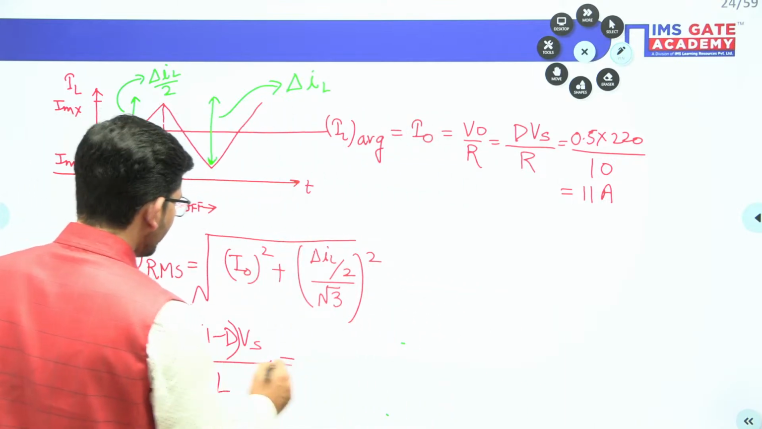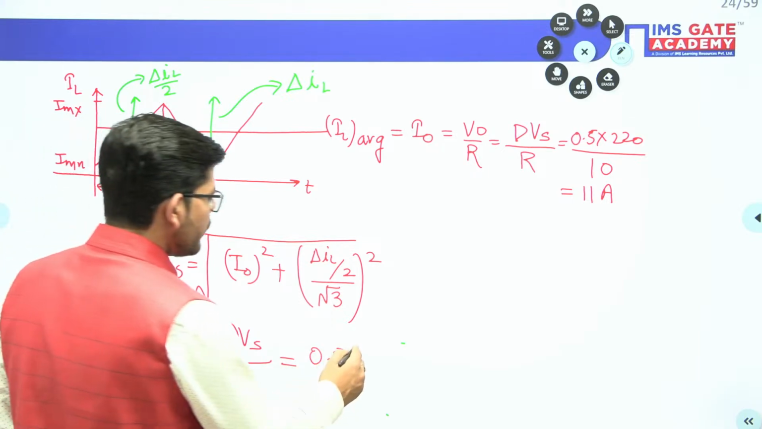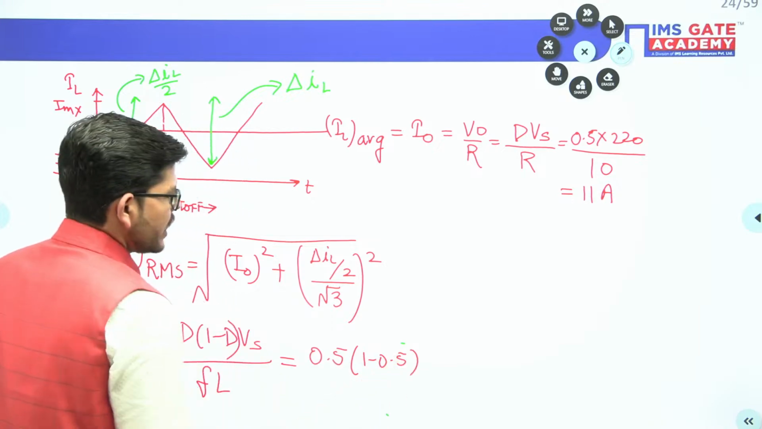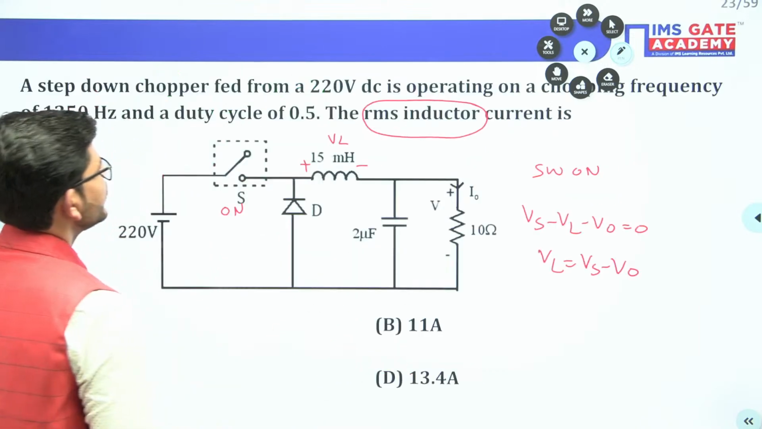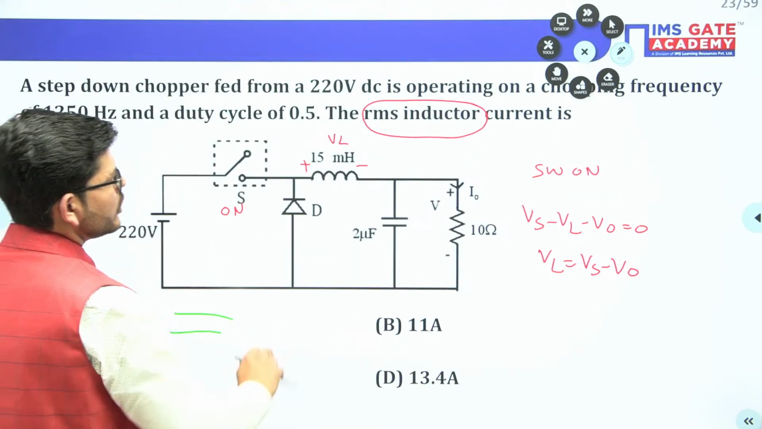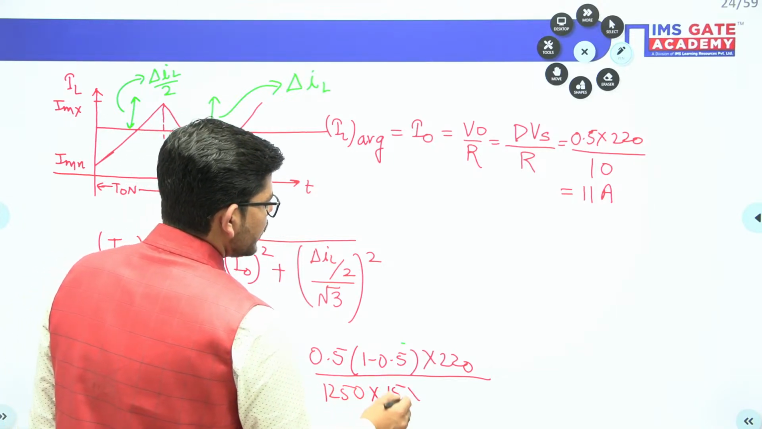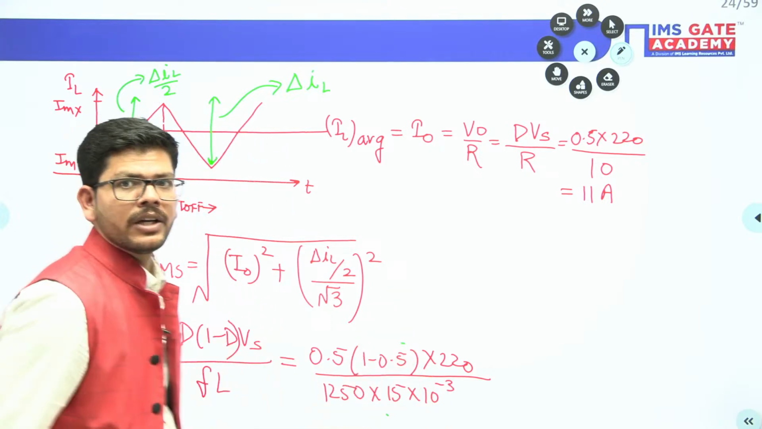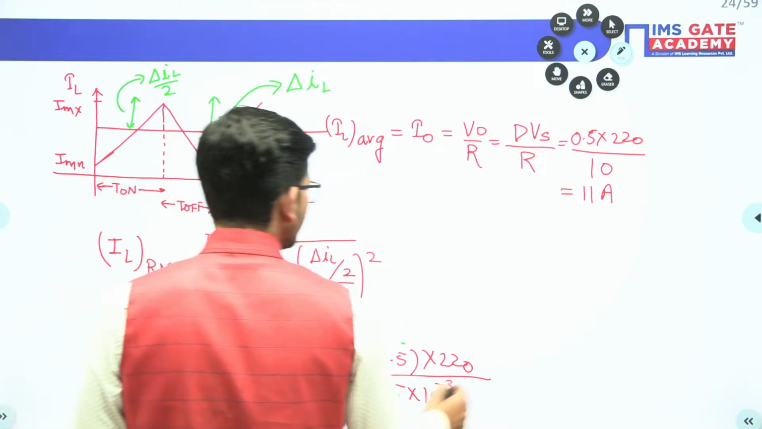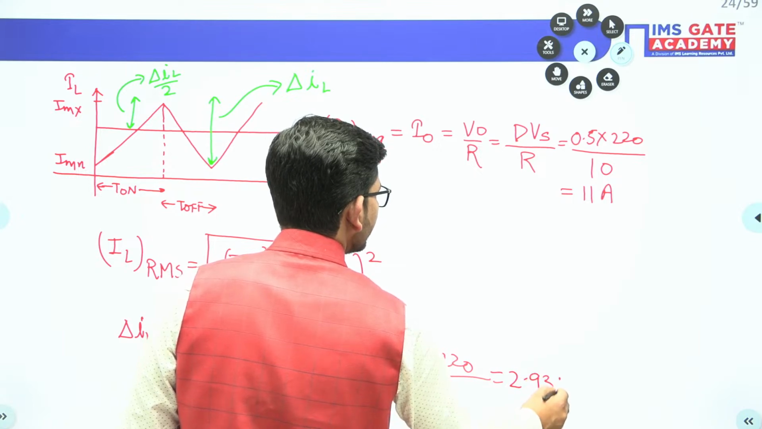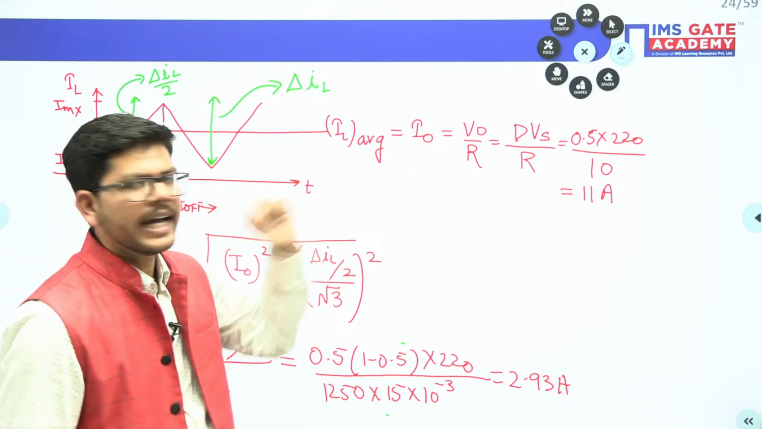Now what will be the value here? The d value given to us is 0.5. 1 minus d is again 1 minus 0.5. Vs is 220 divided by the frequency. The frequency given to us is 1250 and the L value is 15 millihenry. So 1250 into 15 millihenry. Now you have to solve this expression and tell what del IL value you are getting. So you will get 2.93 ampere from here. We have calculated del IL, we have calculated I naught here.